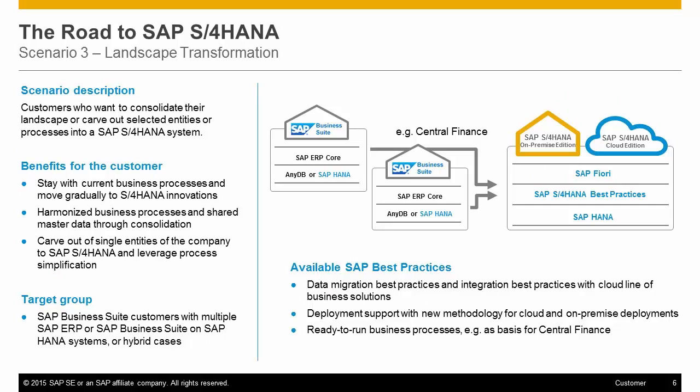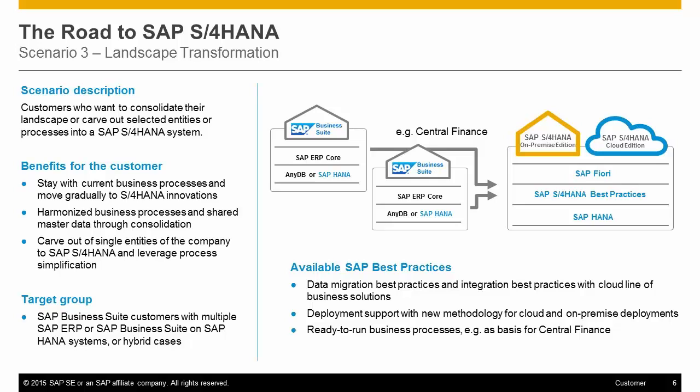The third scenario targets existing SAP Business Suite customers who want to transform their current system landscape. In the example of a transformation to SAP S/4HANA on-premise edition, the following main technical steps are required. Possibly a new installation of SAP S/4HANA on-premise edition or a conversion to SAP S/4HANA on-premise edition. Additional migration steps that are based on SAP Landscape Transformation combined with SAP Landscape Optimization services.